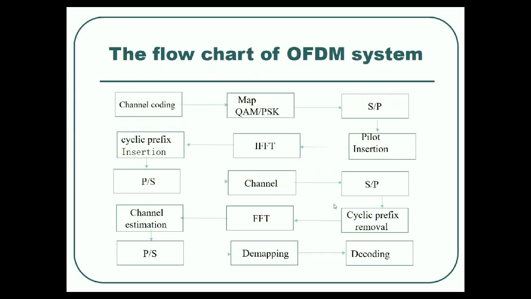Now I will talk about the fundamental principle of the OFDM system. Here is the flowchart. First, we do the channel coding for the binary data in order to reduce the error rate of information at the receiver. Then we utilize QAM or PSK modulation to map the binary data into different phases of carriers that are suitable to transmit data in the channel.